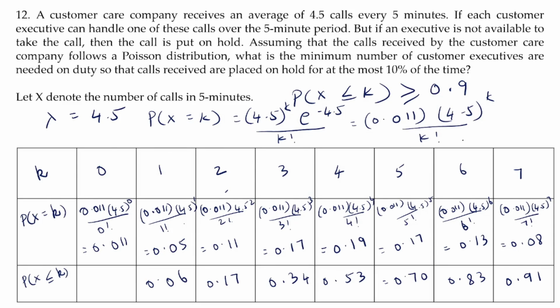Therefore, the probability of x less than or equal to 7 is greater than or equal to 0.9. So the number of customer executives needed is 7. Therefore, the answer is 7. Therefore, the required executives are 7 executives.